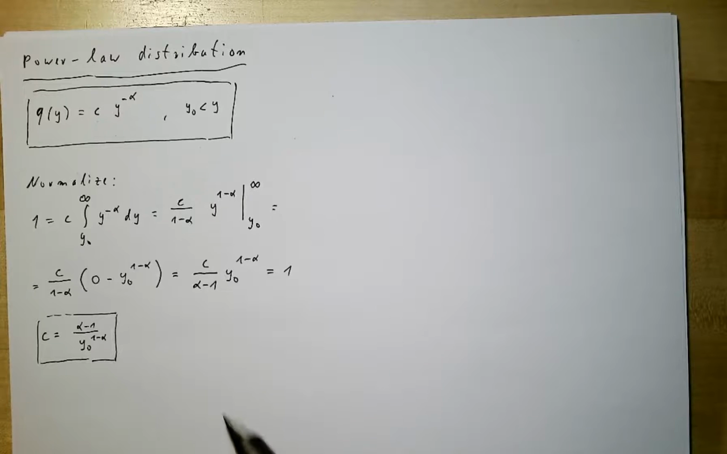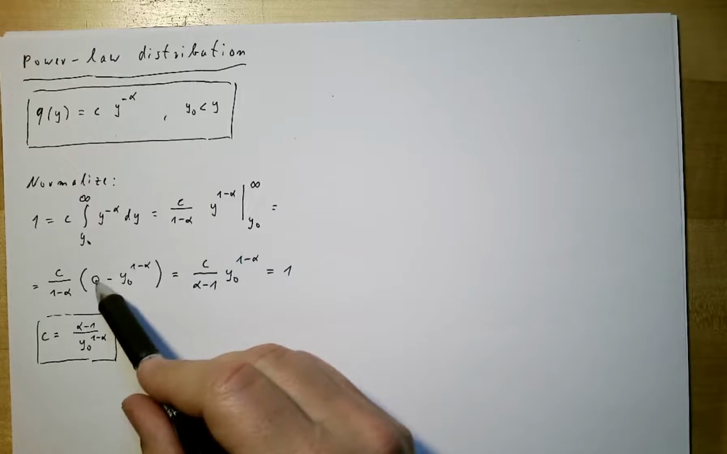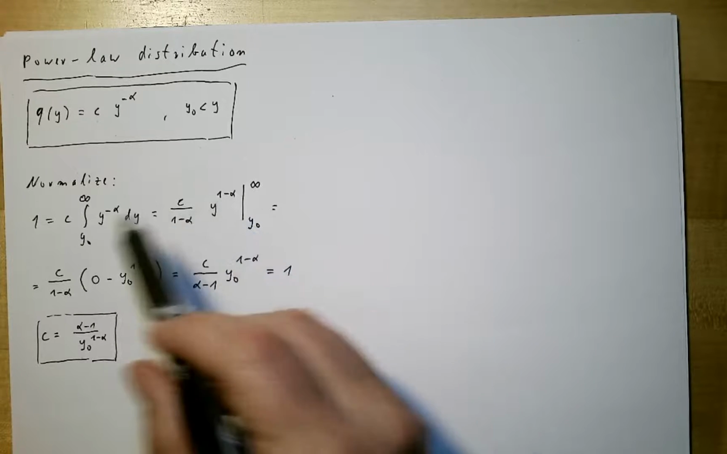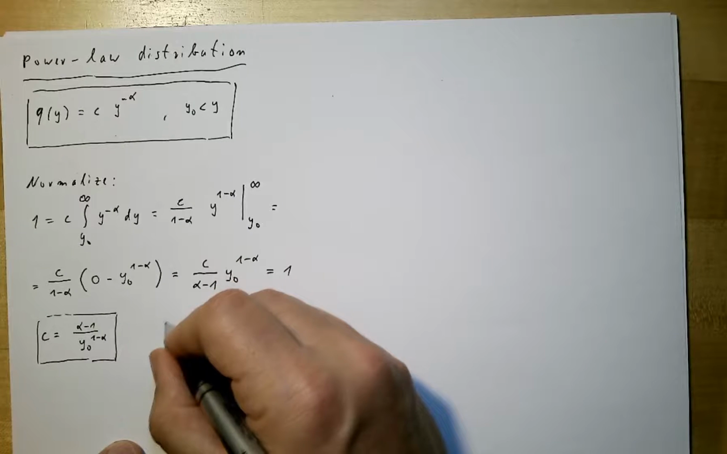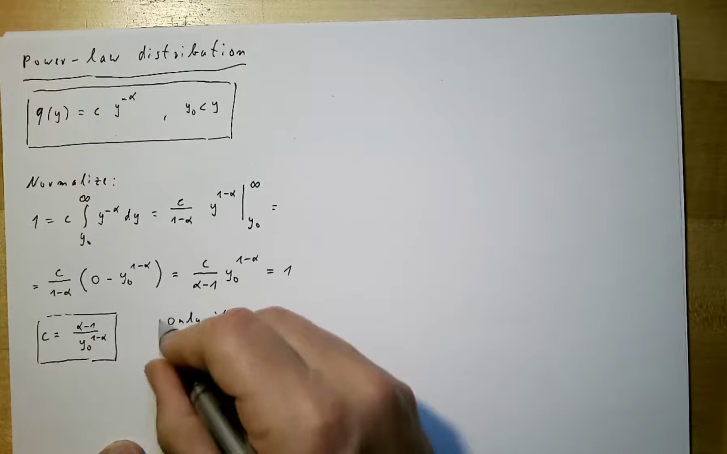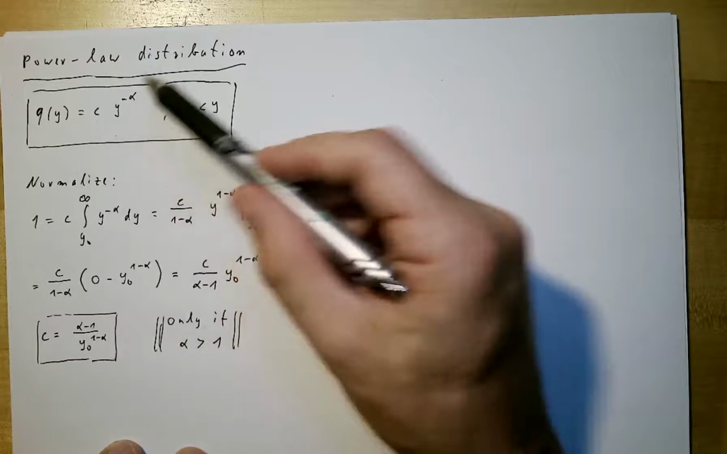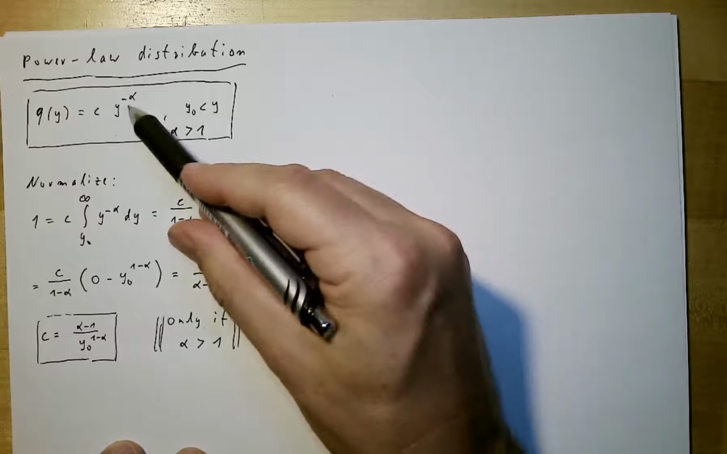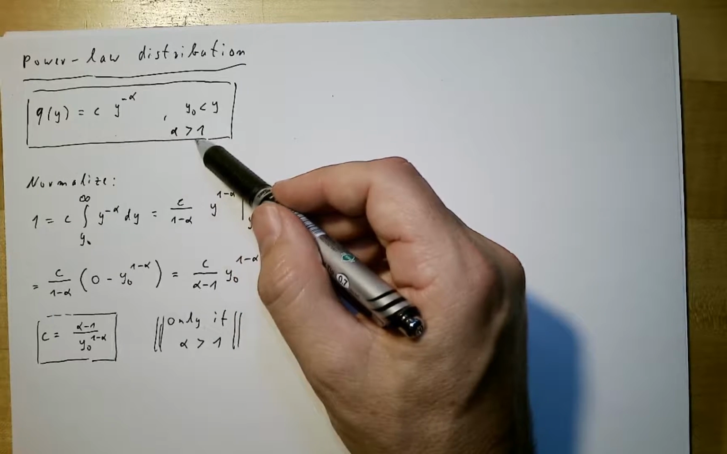But here I made a small assumption. When I assume that y to 1 minus alpha at infinity really goes to 0, this holds only if alpha is larger than 1. So this means we can normalize this distribution only if alpha is larger than 1. So power law distributions are defined for exponent alpha larger than 1, and for smaller values of alpha, these distributions are not normalizable. Alpha equals 1 would be the marginal case.